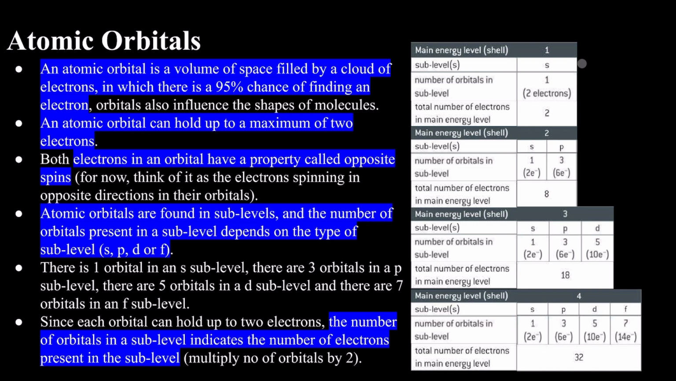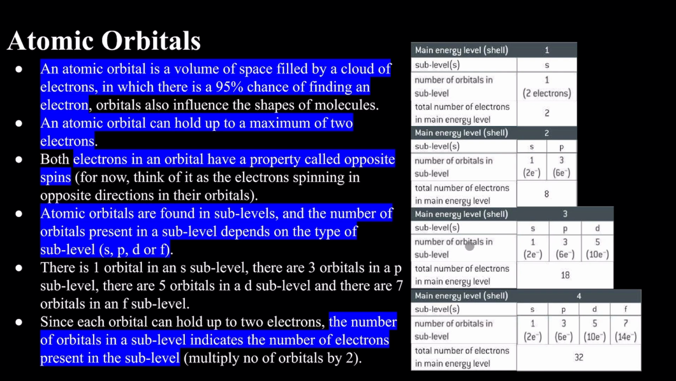So here we have a table to make things look a bit more clear. Again, just like before, we have the main energy levels at the top here. So first, second, third, fourth. The first main energy level just has an S sublevel, and an S sublevel contains just 1 orbital, so it can hold just 2 electrons. The second main energy level has both an S and a P sublevel. An S sublevel has 1 orbital and a P sublevel has 3. We multiply the number of orbitals by the maximum capacity in each orbital. So 1 times 2, i.e. 2 electrons, and then 3 times 2, which is 6. And as we did before, 2 plus 6 is 8, and that gives us the total number of electrons in the main energy level.